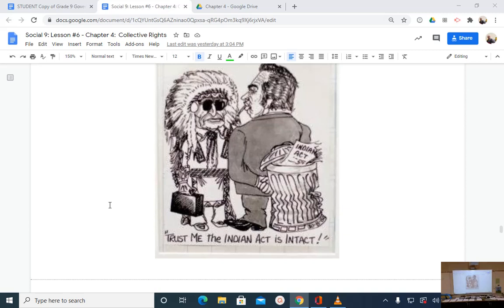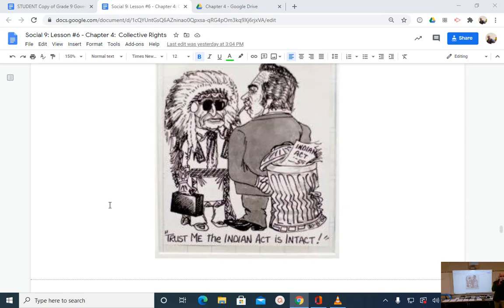So the ideological perspective of this cartoonist is that the Indian Act is being discarded, that it was being thrown out, that given time it wasn't going to exist anymore. Something that is put in the garbage can that's thrown out, given time will no longer be there. So what we can infer, what we can hypothesize, what we can guess, is that the government has an agenda to get rid of the Indian Act, and this guy caught him.